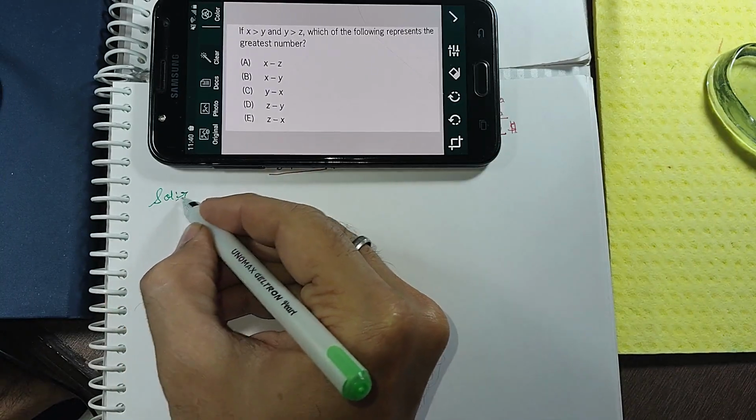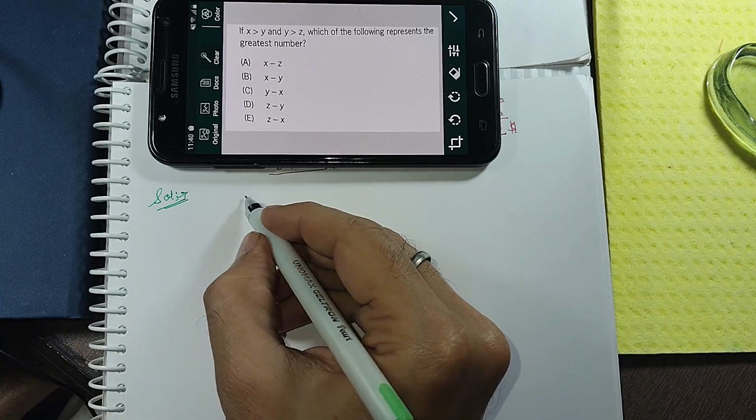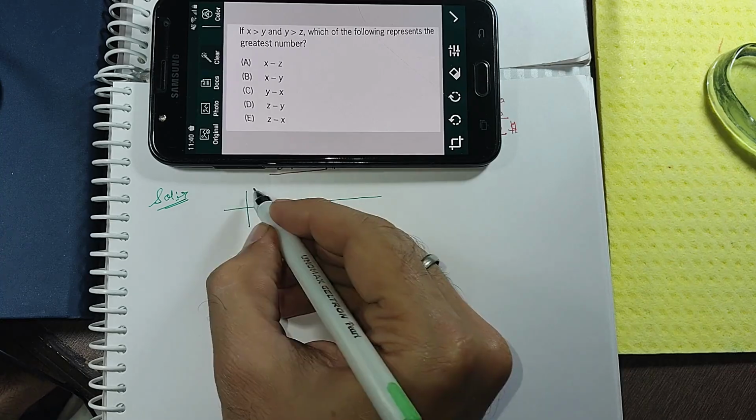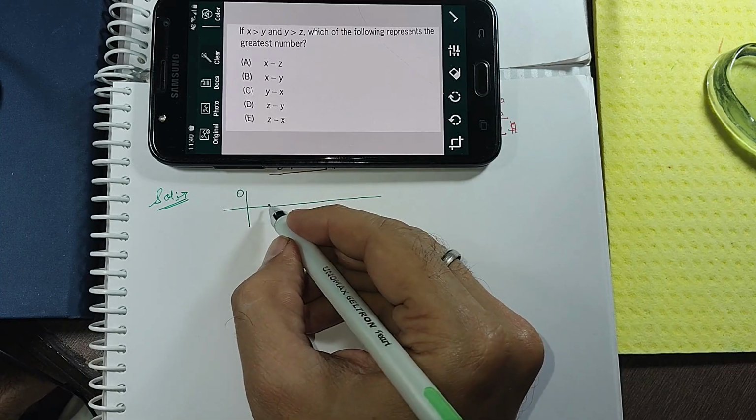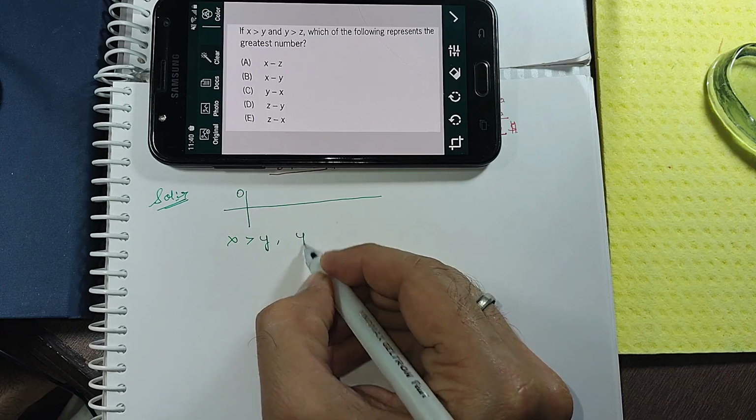number? Here we don't know anything about the signs of these three variables x, y and z. So how will we approach this question? First of all, let us take this question to the right side of the 0. The question says x is greater than y. So let us put some value for this. y is greater than z.